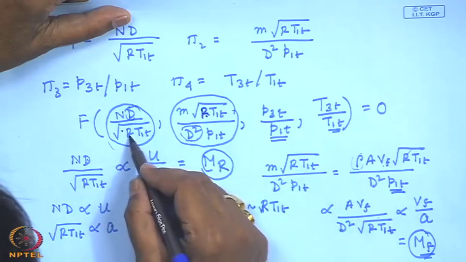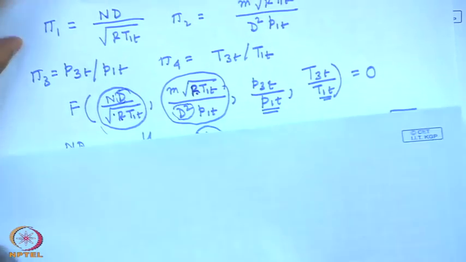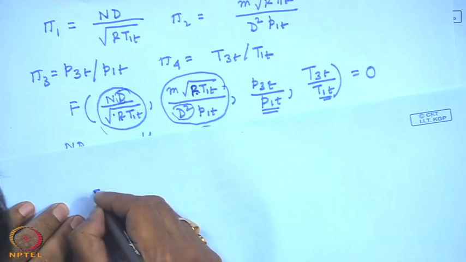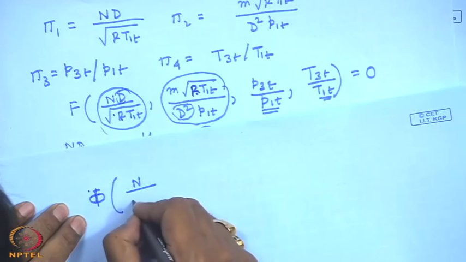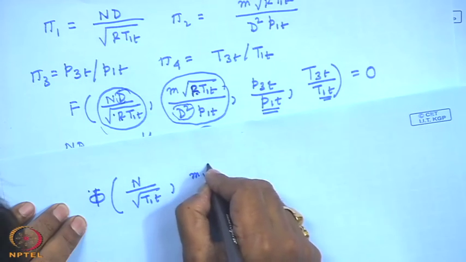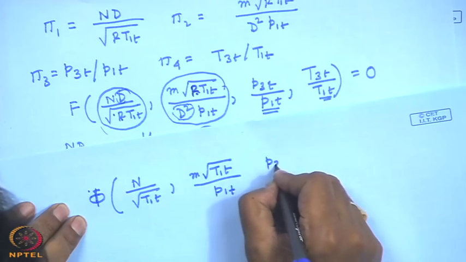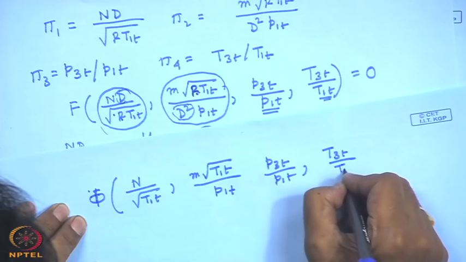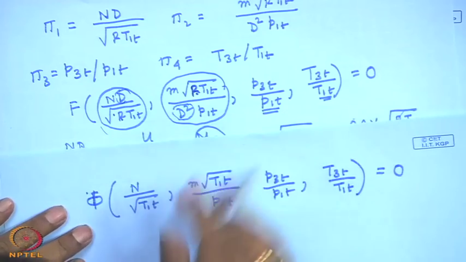Here r is there, here r is there. So therefore for a given machine with a given gas, the same relationship which is used non-dimensionally can be written as some other function, for example a function of n by root over T1t, m root over T1t by P1t, P3t by P1t, T3t by T1t. And for a given machine with a given gas, the relationship can be expressed like that.